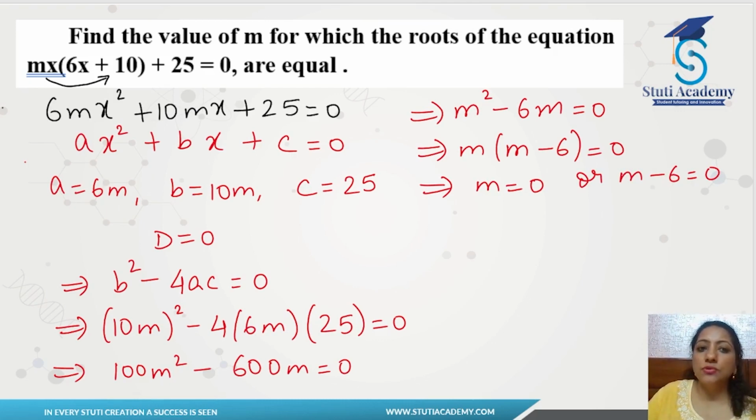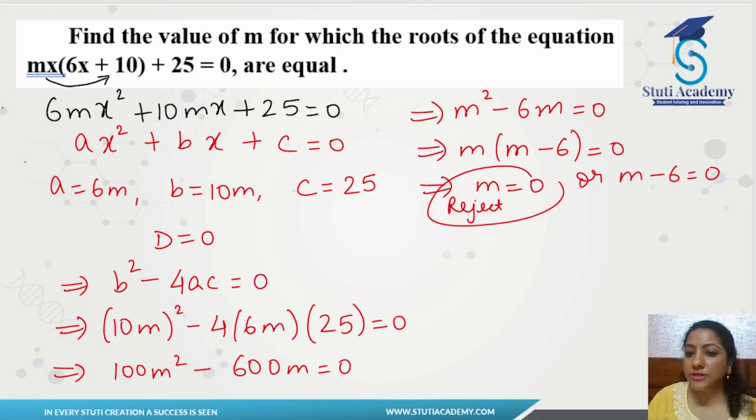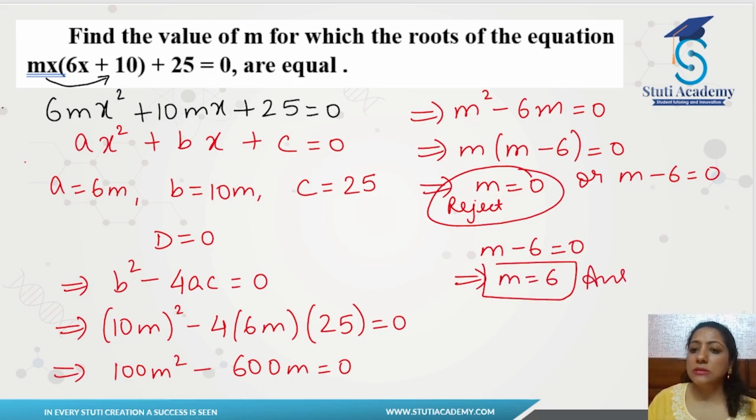If we take m equal to 0, this entire term will become 0 and we will get 25 equal to 0, which is not true. So we'll reject m = 0. Now we have m − 6 = 0. That means m is 6. So the required value of m here is 6. I hope students this question is clear to you.